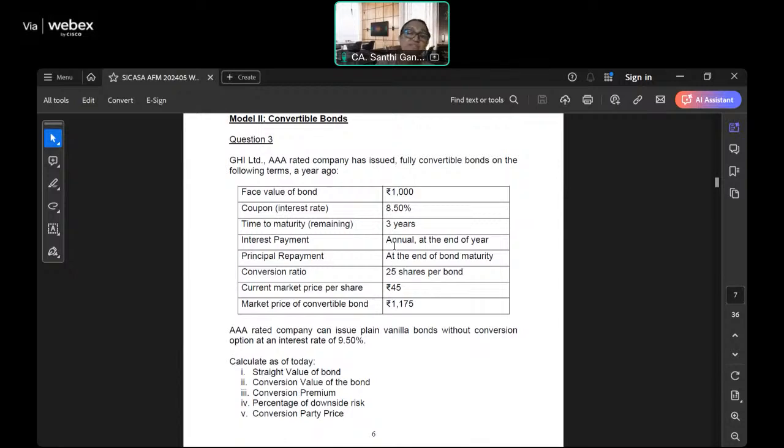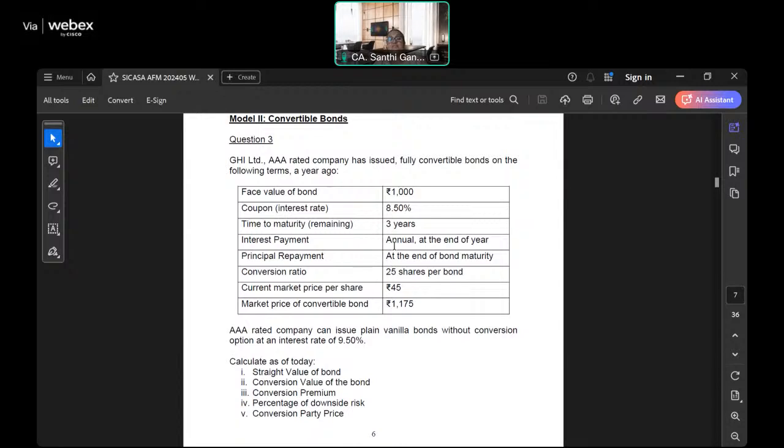Normally, the rating is given for the security only. The same company has issued many securities. Each one could have a different rating. So the rating goes with the security. Face value of the bond is given, coupon rate is given, time to maturity is given, interest payment when is given, principal repayment when is given, conversion ratio 25 shares per bond. Current market price is there. Market price of the convertible bond is there.